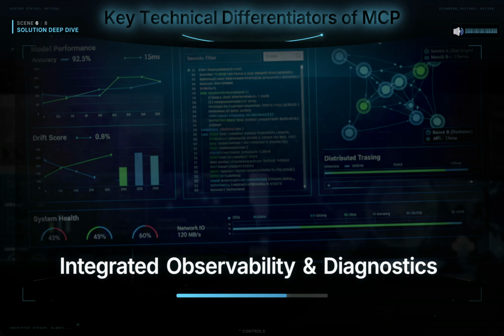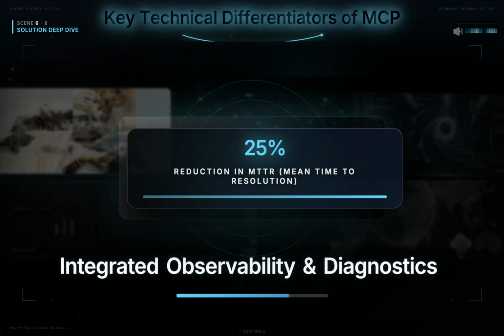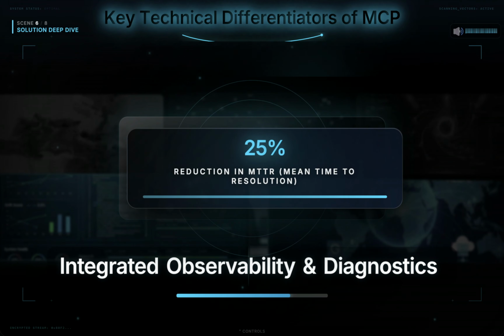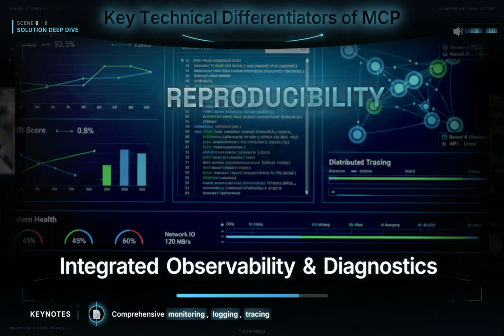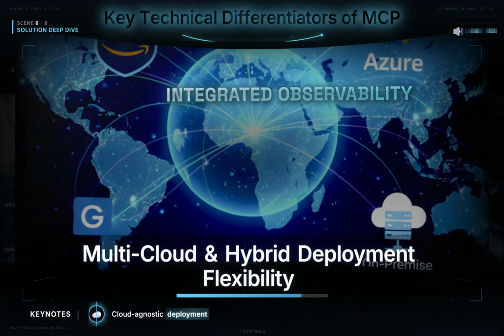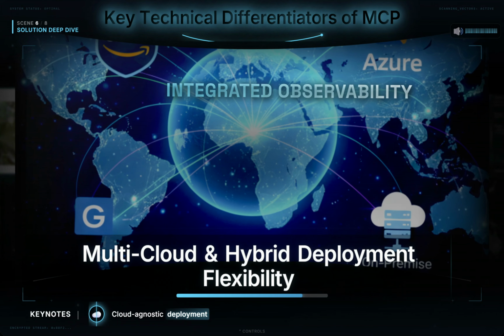Finally, MCP offers unparalleled multi-cloud and hybrid deployment flexibility. Vendor lock-in and regulatory concerns are significant. MCP is fundamentally cloud-agnostic, supporting seamless deployment across major public clouds, private clouds, and on-premise. This means you deploy AI solutions precisely where they best serve your business, leveraging existing investments and avoiding migration headaches.